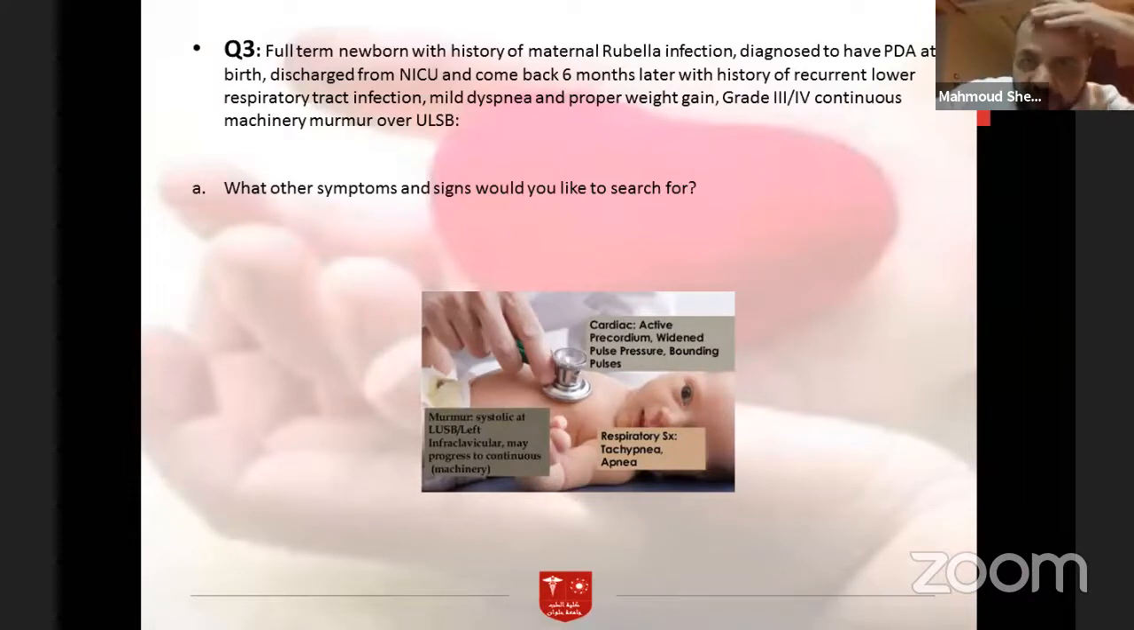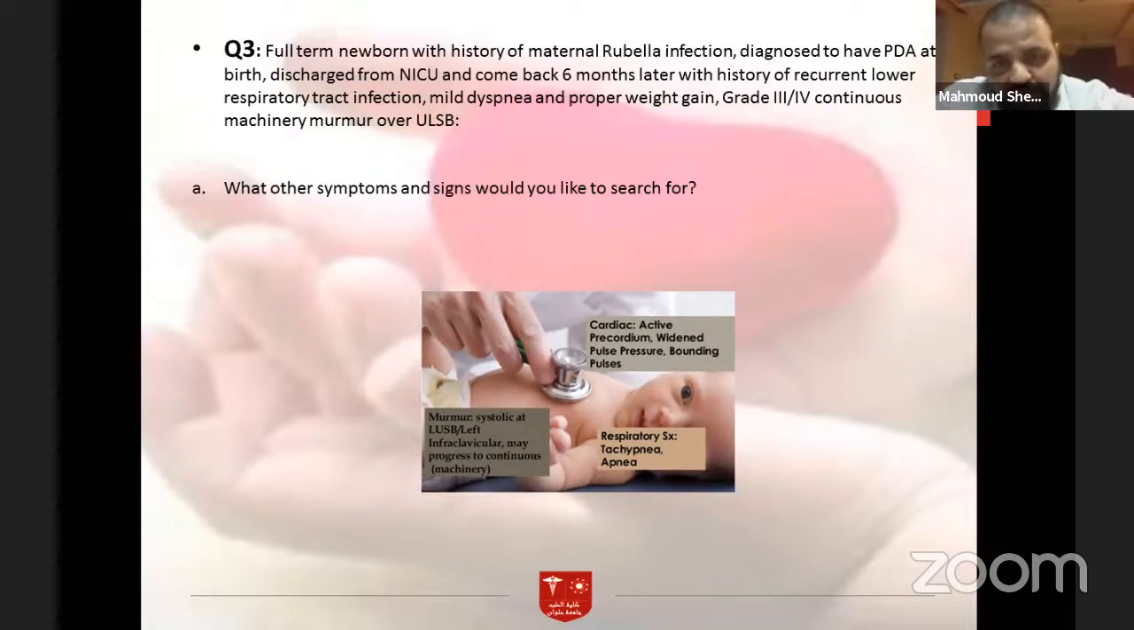As we see in the image, cardiac-wise, we look at the precordium, because this PDA looks at least of moderate size, causing these symptoms, the recurrent chest infections and the dyspnea. Although the weight gain is adequate, the patient still had a history of frequent chest infection. So we are expecting to have an active precordium from the inspection and palpation.